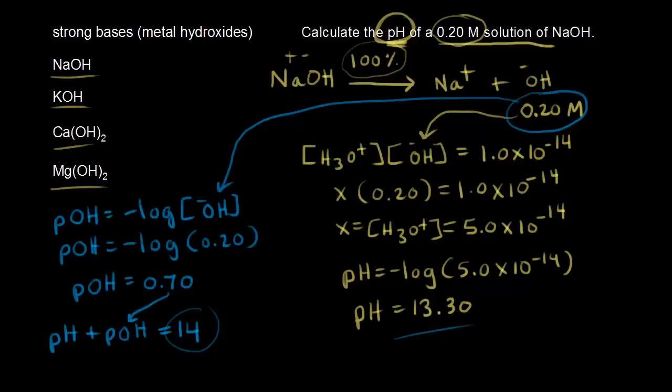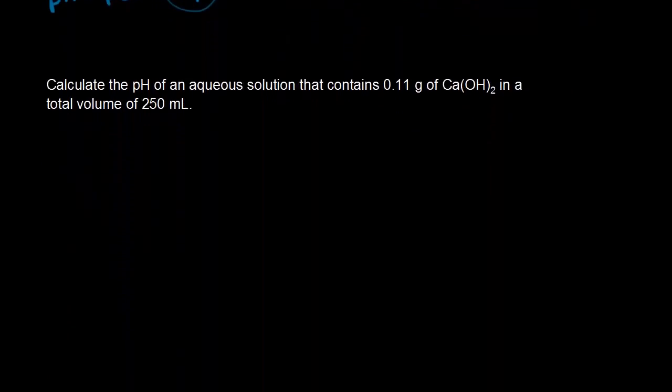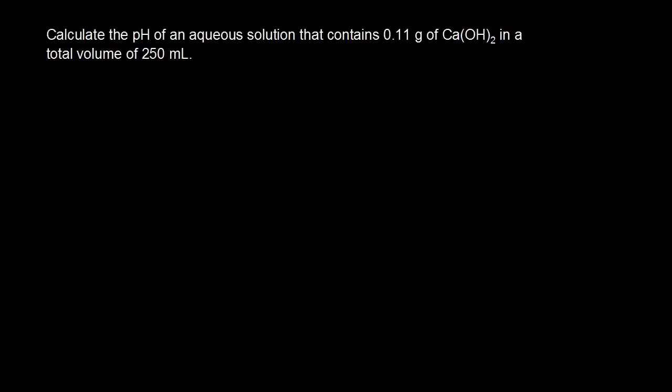All right, let's do one more calculation here. So let's look at what we're given for our problem. Calculate the pH of an aqueous solution that contains 0.11 grams of calcium hydroxide in a total volume of 250 milliliters. Right? So if we're going to have an aqueous solution of calcium hydroxide, let's look at what we're going to get here.